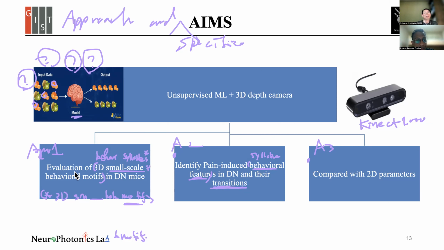For example, here we get 22 behavioral syllables in the first aim. Yeah, this is 22, right? In the second aim, it reduces if we identify 14. How many? 14, yeah. And then the second one means transition, from one behavior to another behavior. So we have to identify that. That means 14 squared transitions. Yes, transition A to B, B to A. We also examined whether that changes in the DN mice.